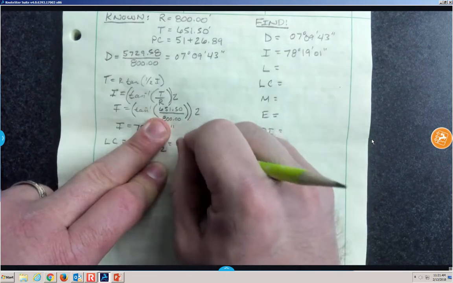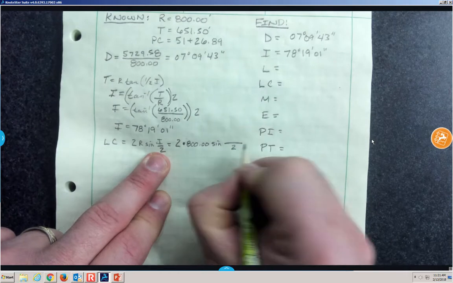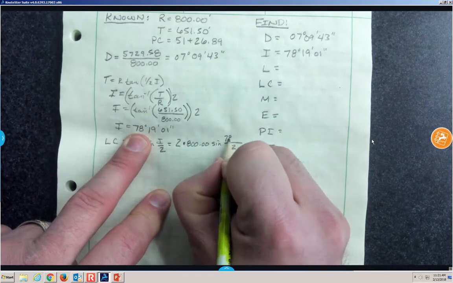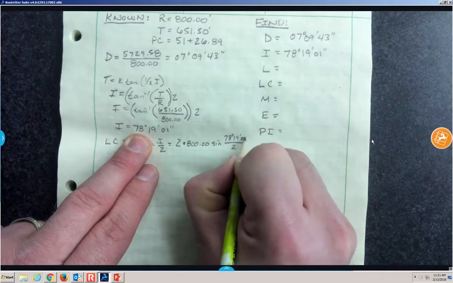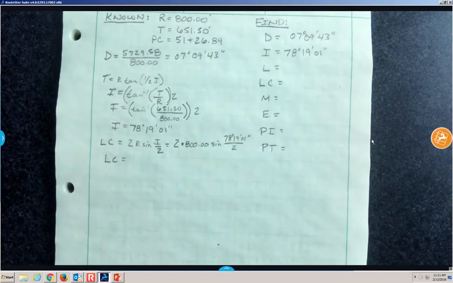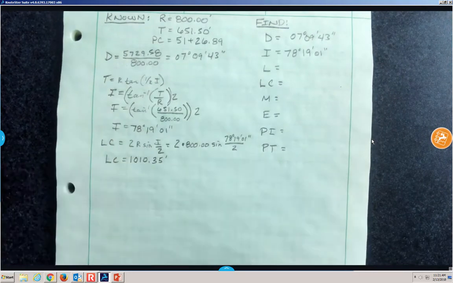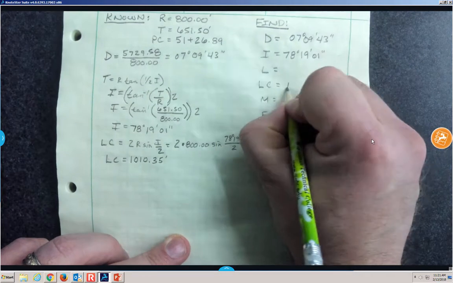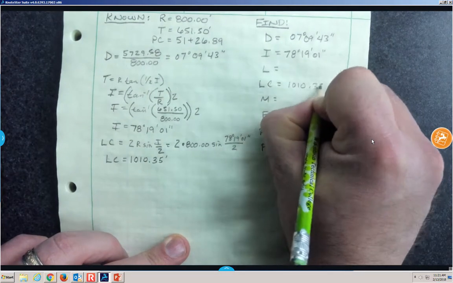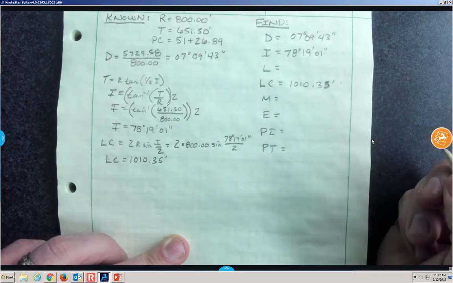I don't want that bracket there. 800 sine of I over 2. And I, we just figured out, was 78 degrees, 19 minutes, 01 seconds. So LC equals 1,010.35 feet.